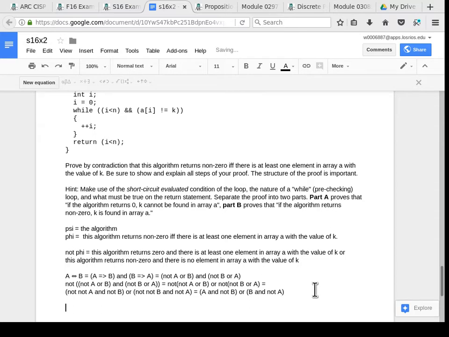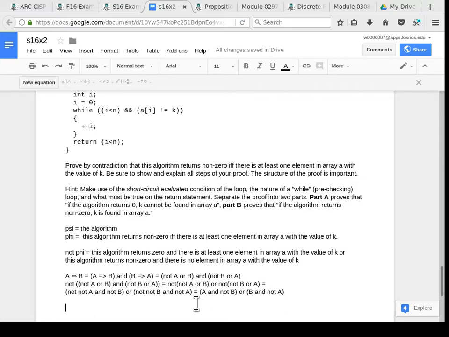All right. So setting up to this point is worth a bit of points already, because it shows that the person who's answering the question understands the nature of proof by contradiction. So now we just have to argue and say, why is the algorithm and not phi guaranteed to be false?